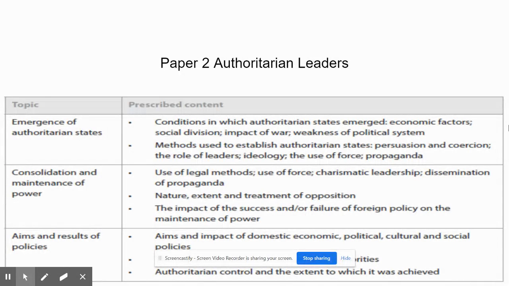that they ruled in. And we look at their relationship with the economy, their foreign policy, the removal of opposition, the role of women in society and policies towards women, the policies towards minorities, and how successful they were in establishing an authoritarian state or control in the country they ruled in.